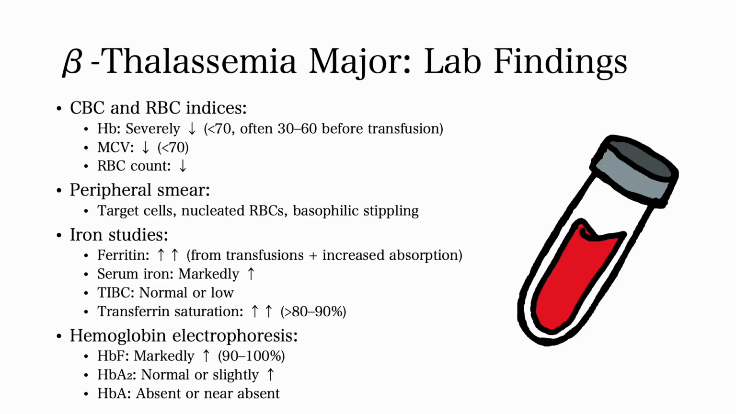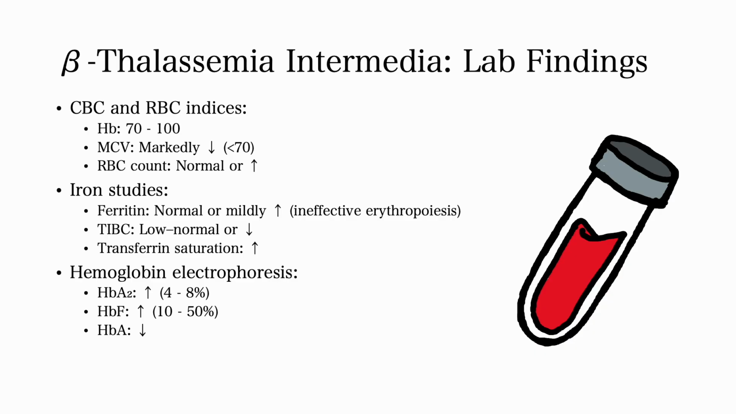And then when it comes to beta thalassemia intermedia, in the CBC, you will see a hemoglobin again decreased, but somewhere around 70 to 100. MCV would be markedly decreased as well, less than 70, and red blood cell counts would be normal or high.